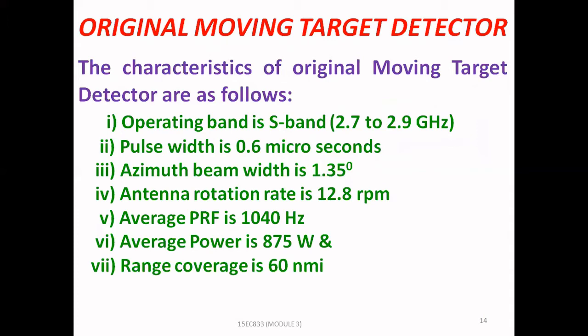First one, operating band is S band. The frequency range is 2.7 to 2.9 gigahertz. Pulse width is 0.6 microseconds. Azimuth beam width is 1.35 degree. Antenna rotation rate is 12.8 RPM. Average pulse repetition frequency is 1040 Hz. Average power is 875 watts and range coverage is 60 nmi.